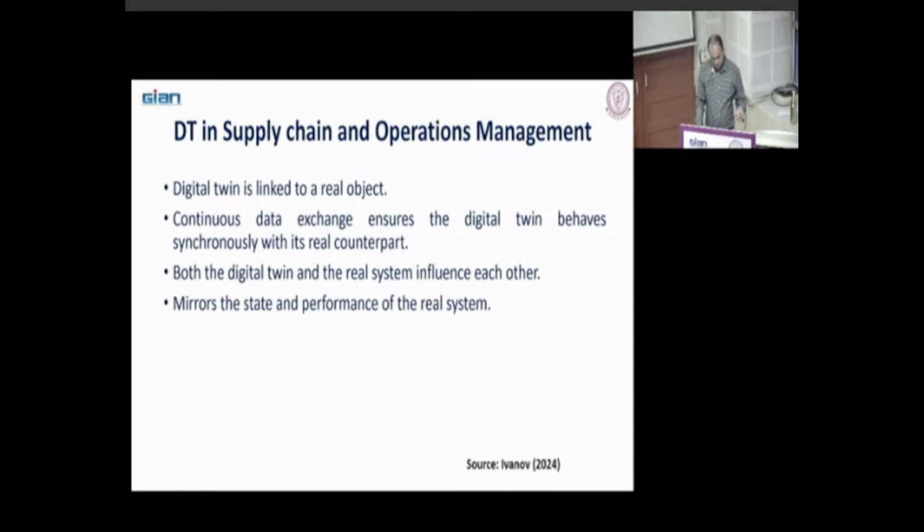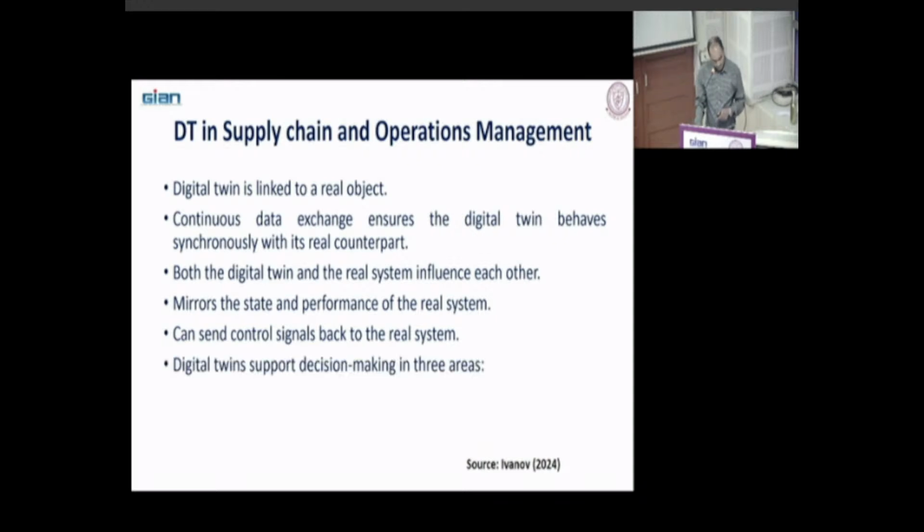It mirrors the state and performance of the real system. It can send control signals. We already talked about control signals back to the real system. It recommends: you take this route, you manage your resources, or you open a new DC to satisfy this demand, and all those things. Digital twins support decision making in three areas.